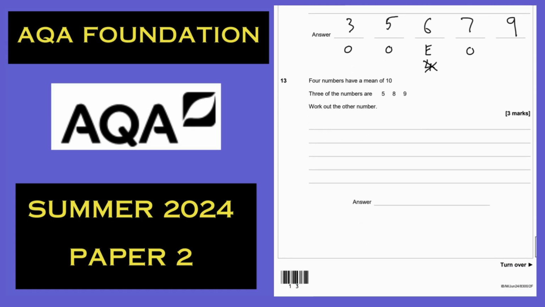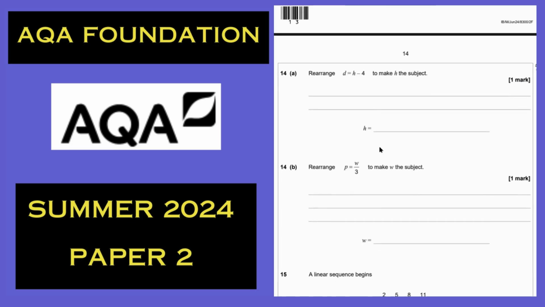Number 13. If 4 numbers have a mean of 10, they have a total of 40. 3 of those numbers add up to 22. If you subtract them, you get the other number. Much easier than the one before it, certainly quicker to solve.